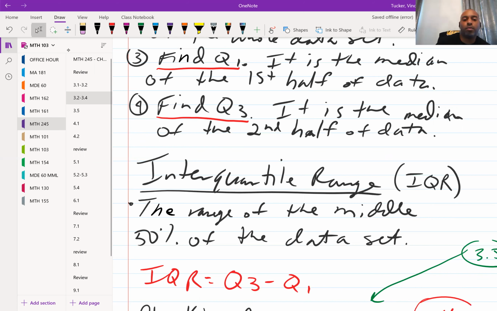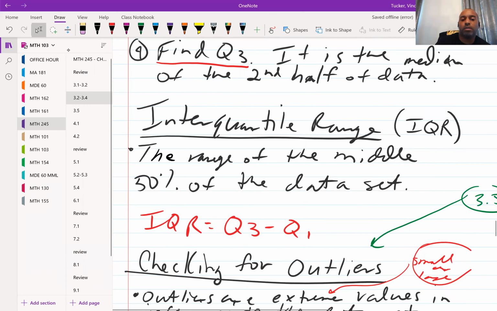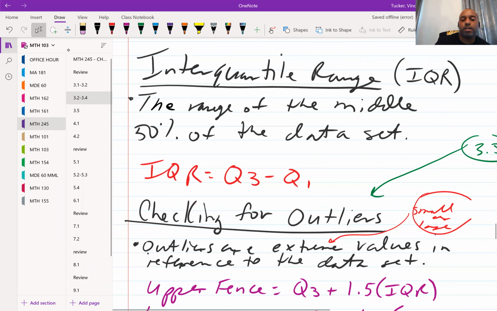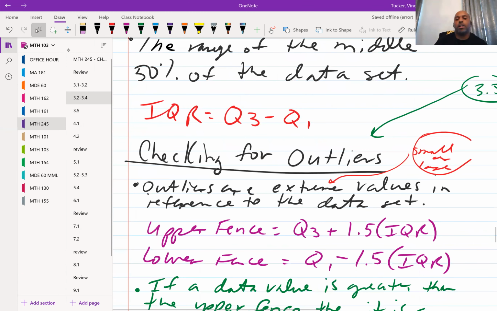All right, any problems? All right. Next thing, checking for outliers. Outliers are extreme values in reference to your data set. So over here, you see, it can be either very, very small or very, very large.